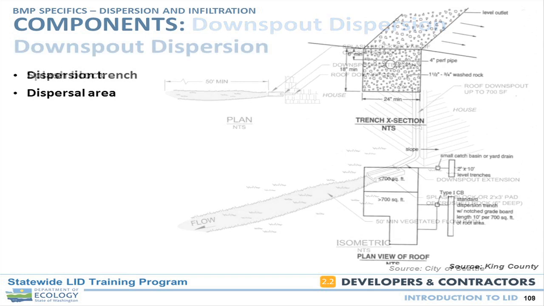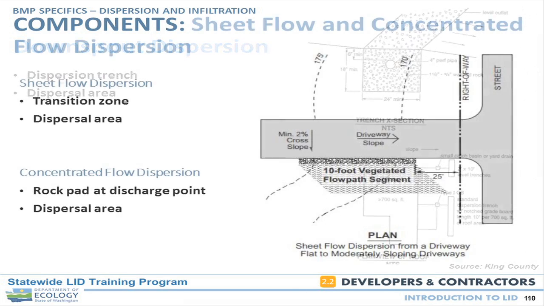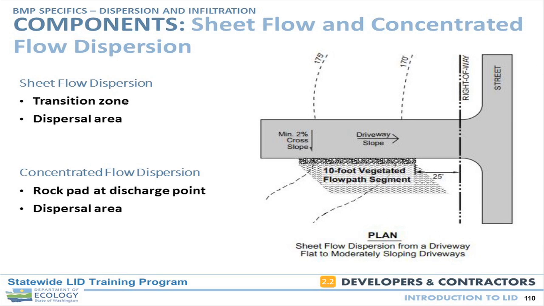And where we can't potentially do a splash block, we can have a dispersion trench where we take one or more downspouts and pipe them into a little distribution box and then into this gravel trench, which exfiltrates out and returns the piped flow back to sheet flow. Similar for a hard surface. You can see here the detail, with a rock band along the lower edge of this driveway, and we can meet our vegetated flow path requirements.